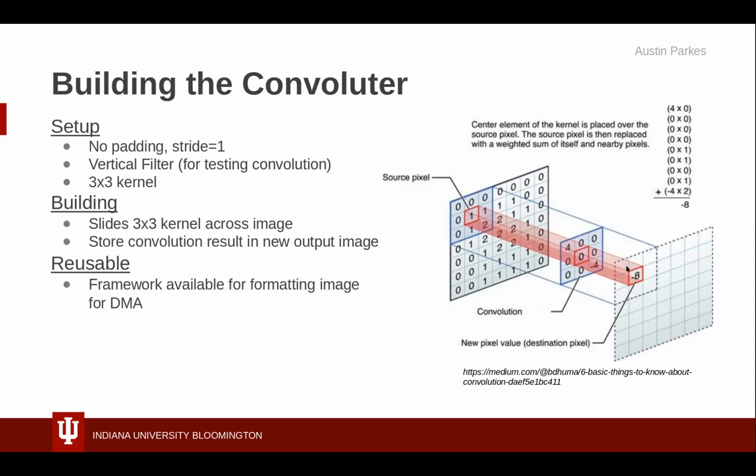And I did a vertical filter just to test my convolution on my PC, which worked out. And this was just kind of a sanity check to make sure that it was working on the system on a chip, because it's a little harder to check there. And so building this, we would slide our kernel across the image and just store the results in a new output image. And the biggest thing about this, this is all necessary just to compare our software side of things to the hardware.